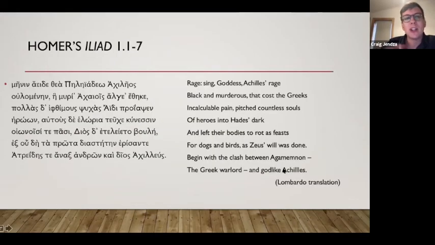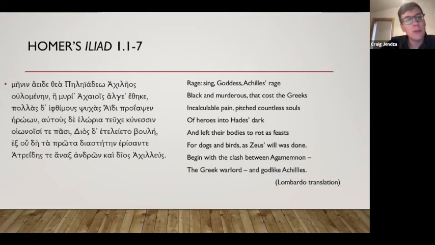And then I think the last thing I want to do, because I know we have limited time, is look at this passage from Homer's Iliad. Homer's Iliad is a big epic poem. It's about the Trojan War, and specifically the rage of the hero Achilles and how it led to his downfall.